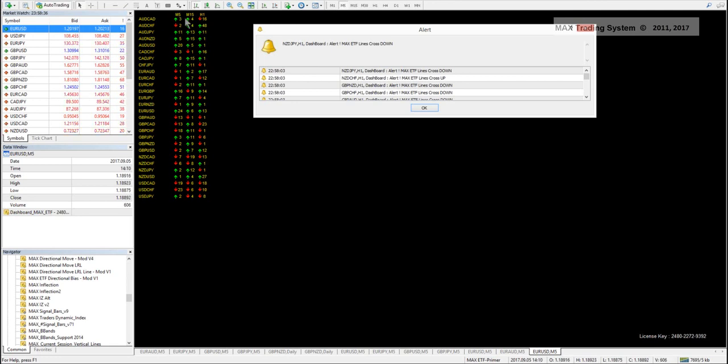For example, here on the OC card, they have crossed upward 3 bars ago. On the 15 minutes time frame, they have crossed upward 4 bars ago, and in the 1 hour, they have crossed downward 16 bars ago.